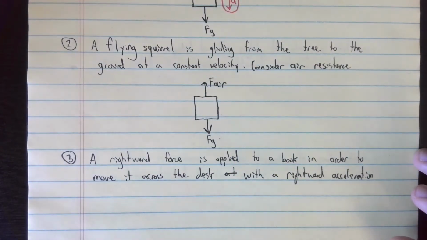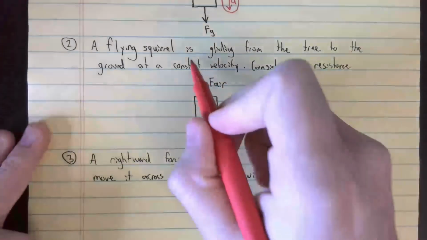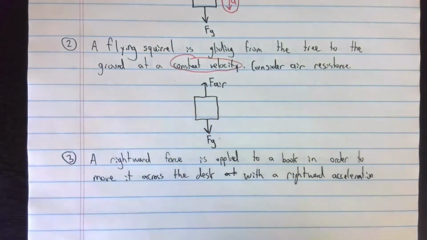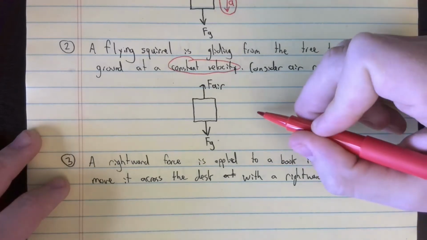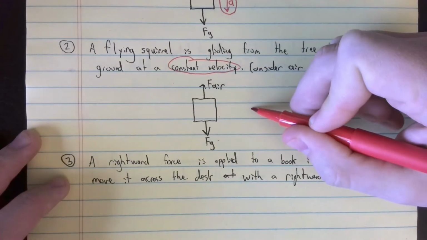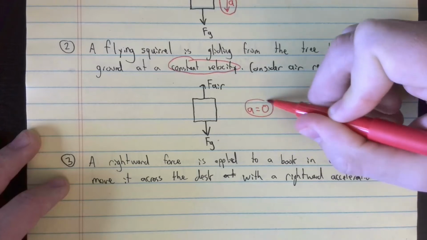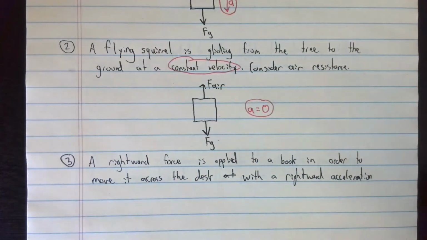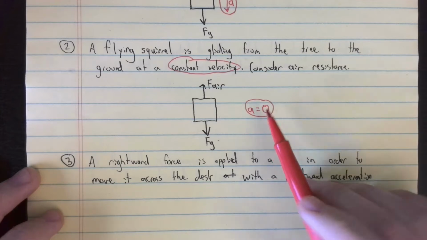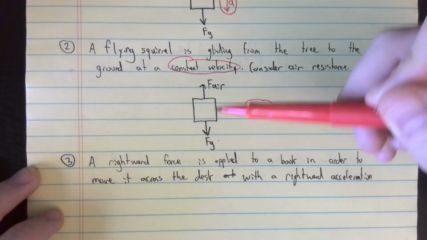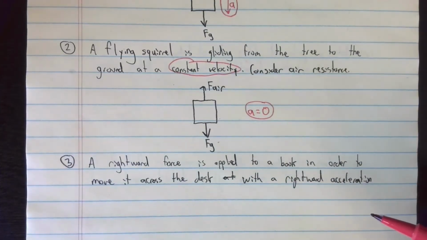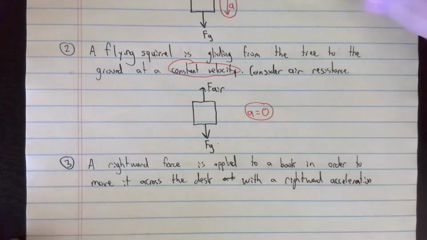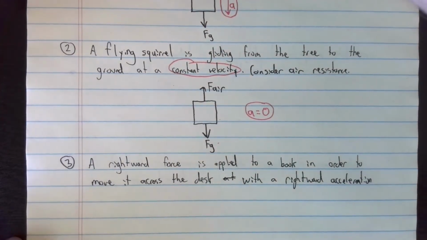Let's see what else. We need to draw our acceleration, but have a look at this. Constant velocity. Acceleration is the rate at which velocity changes, so if velocity is not changing, acceleration is 0. Now that we know the acceleration is 0, we know that these two values are equal. F air and Fg are equal because there's no acceleration. It's constant velocity. And there's no other forces on this one.